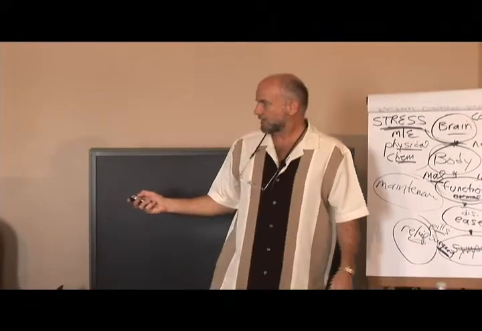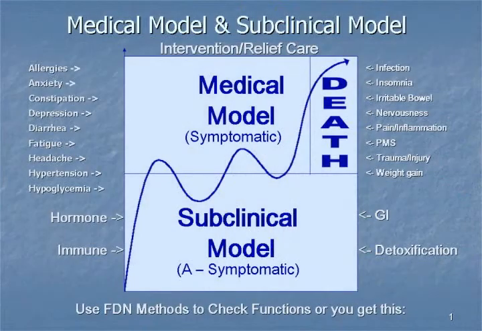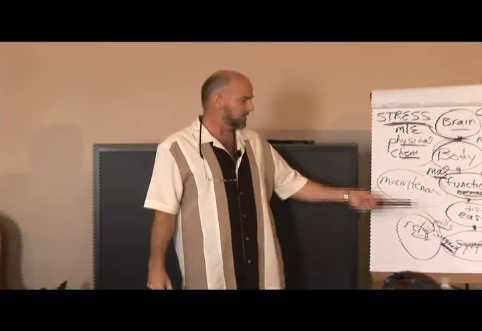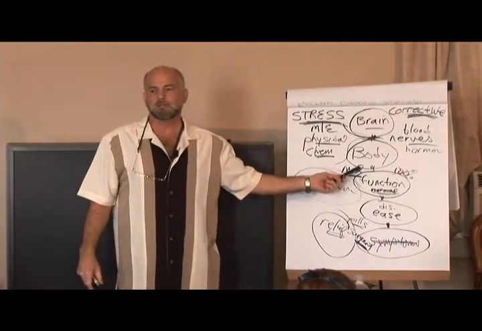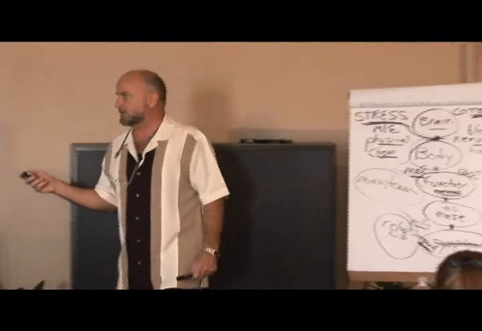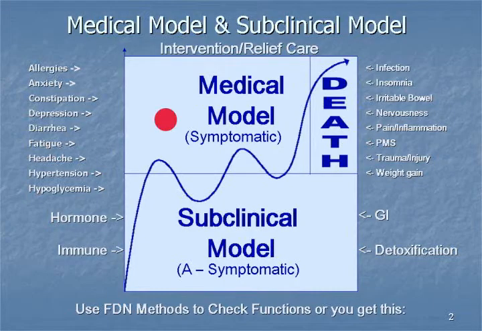let's look back at the screen now. This is the medical model versus the subclinical model. This is the medical model treating with, this is the subclinical model. So if we look back to the screen, you're going to see, my pointer's working here, that most medical care is based on intervention and relief. Can you all see the red dot? So what is that? Intervention and relief care is dealing with all of these things.